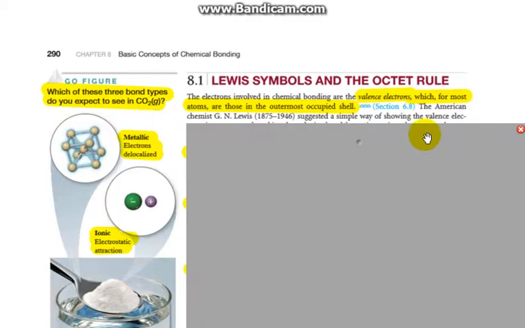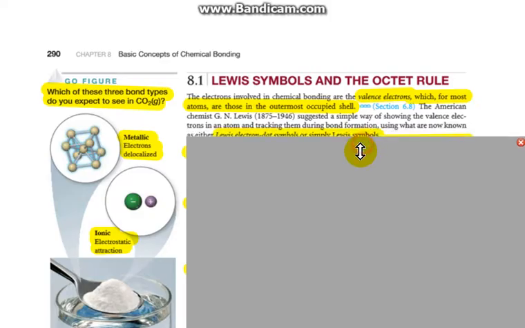Okay, Lewis symbols and the Octet Rule. The electrons involved in chemical bonding are called valence electrons, which for the most part are those in the outermost occupied shell. The American chemist G.N. Lewis suggested a simple way of showing the valence electrons in an atom and tracking them during bond formation using what we now know as either Lewis electron dot symbols or simply Lewis symbols.